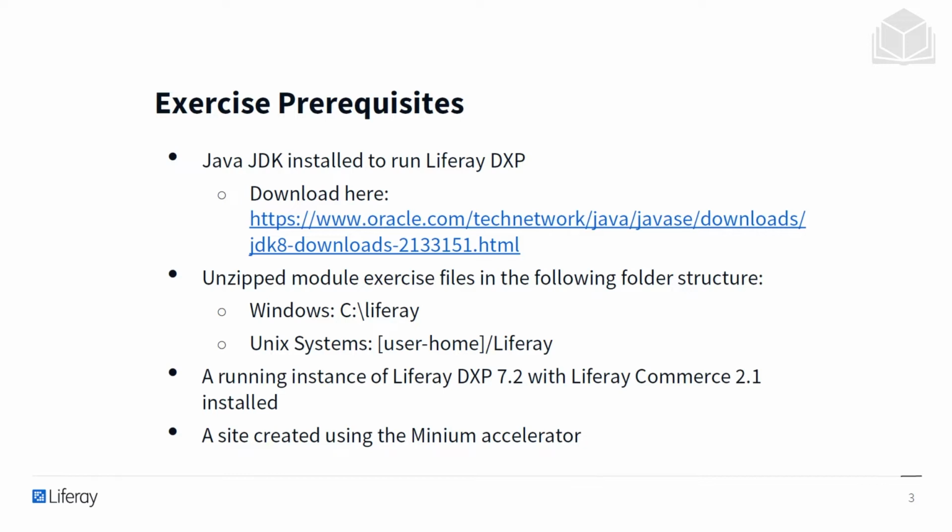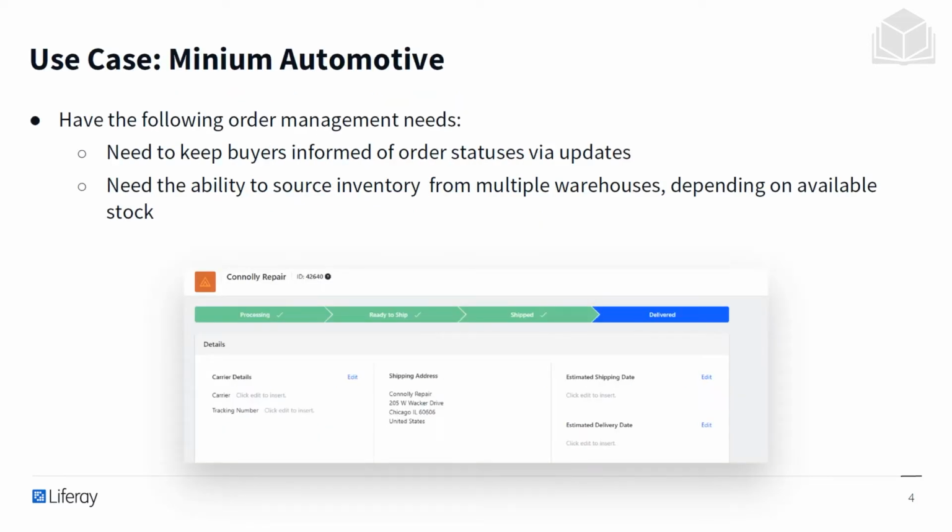Within Liferay, you're going to want to be using a site created using the Minium Accelerator. We're using this site to help with our use case, which is Minium Automotive. They have the following order management needs. They need to keep buyers informed of order statuses via updates, and they need the ability to source inventory from multiple warehouses depending on available stock.